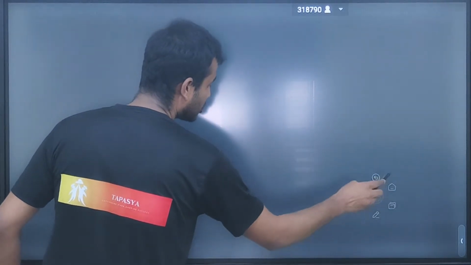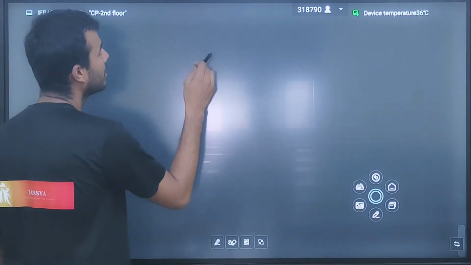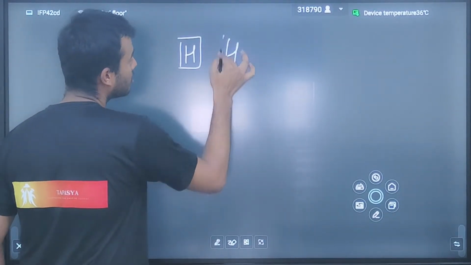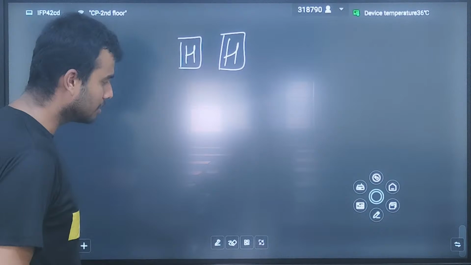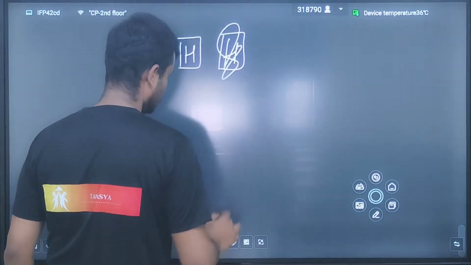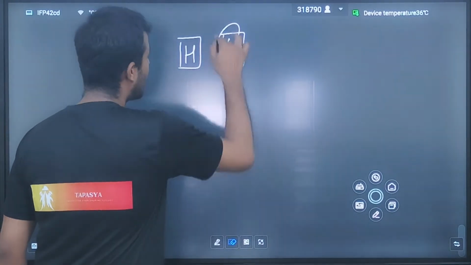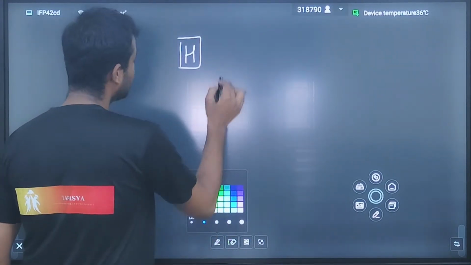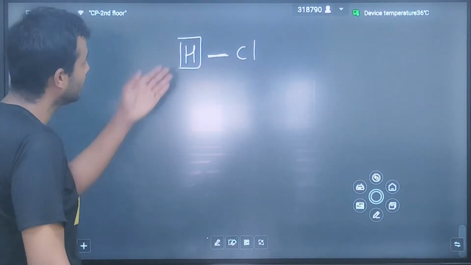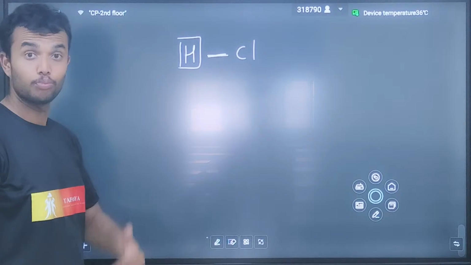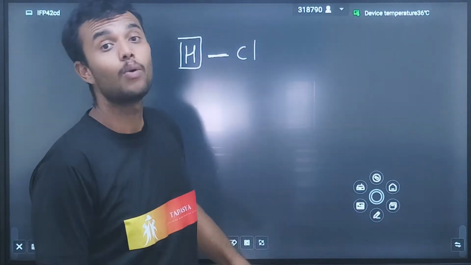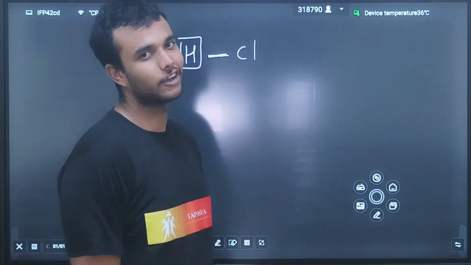Take the H2 molecule. Hydrogen and another hydrogen. Otherwise, you can consider another Cl molecule, hydrogen and Cl. Look here, hydrogen and Cl will form a covalent character. Why? Small cation, large anion, more ionic character: HF, HCl, HBr. Which has more ionic character? HF. Why, sir? Small cation, large anion, my dear students.